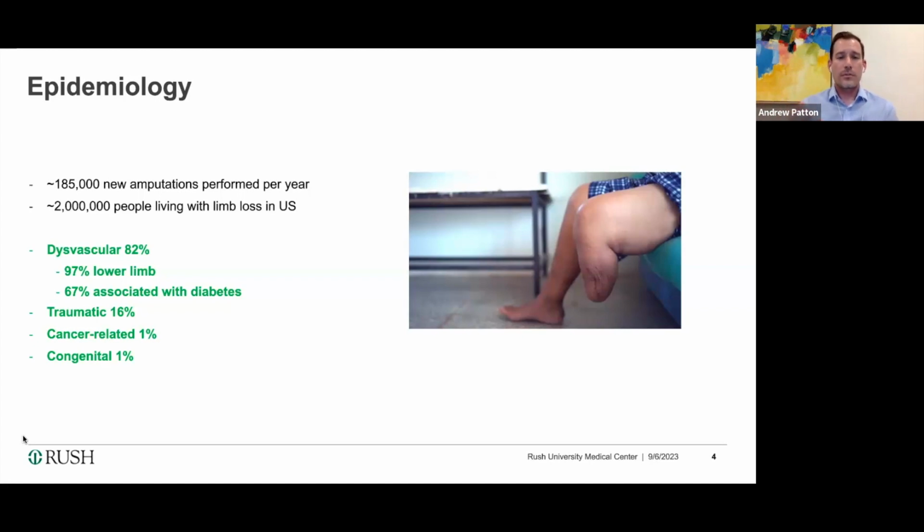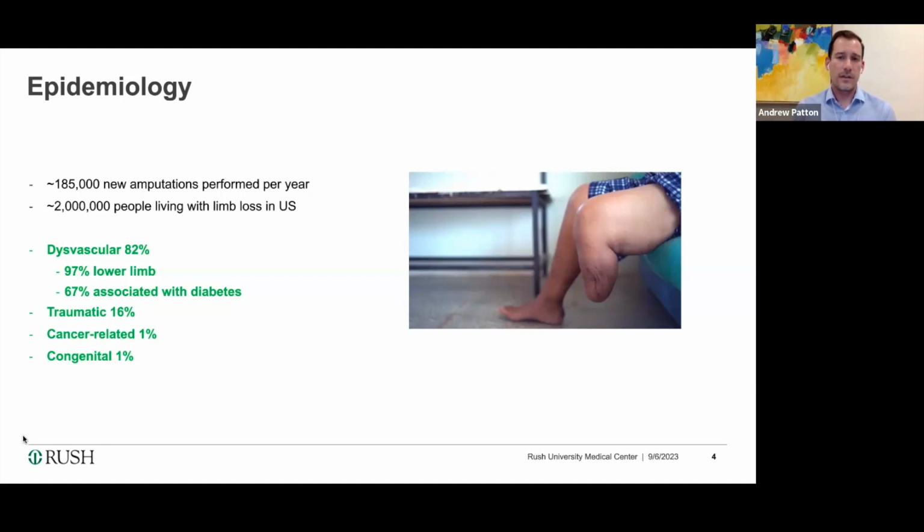Then you think about the three other main causes of amputation in the United States. Traumatic would be one. Honestly, before I got to residency, I thought that would have been much higher. You think about people who got in a car accident, or military service members who had something traumatically amputated in combat. And it's actually only 16% of amputations.